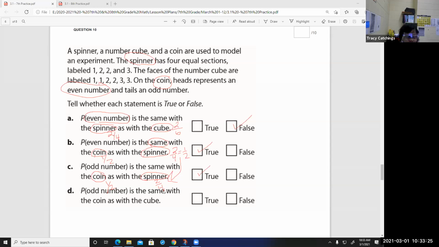All right, they said the probability of an odd number is the same with a coin as it is with a cube. With the coin, we know that's 1/2. How many odd on the cube? 4 out of 6. Would you say that's the same? No. Good. Any questions about it? Anybody see anything? All right, let me know when you get it.